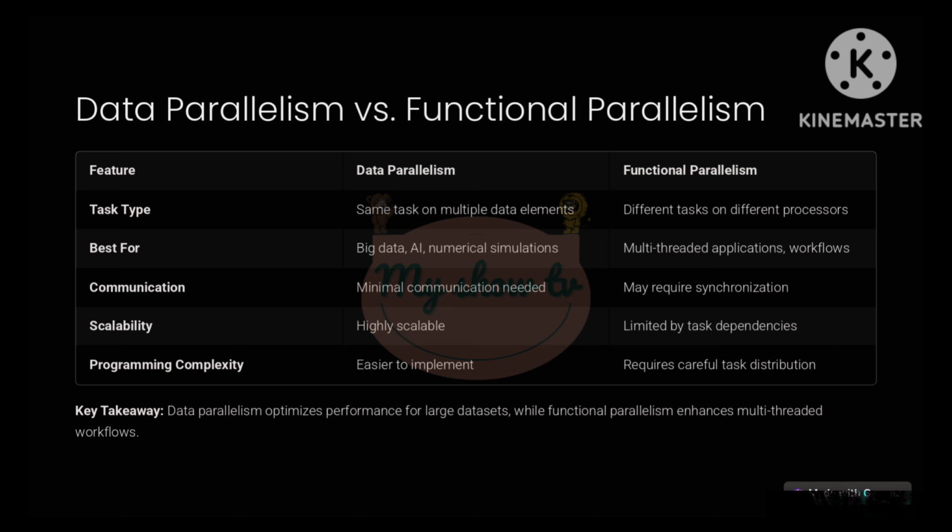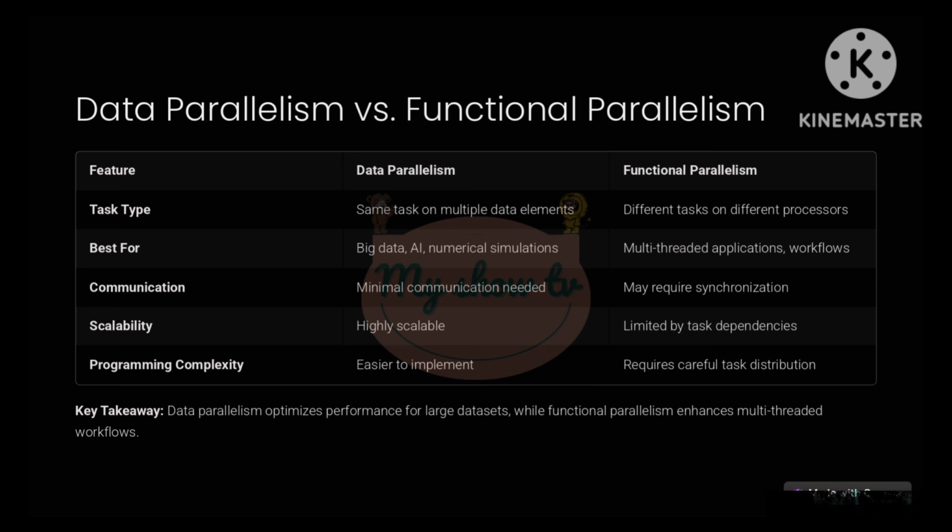5. In data parallelism, there is very little need for communication between processes, because each is working on its own chunk of data. 6. Functional parallelism may require more communication and coordination, especially if one task depends on the result of another. 7. Data parallelism is generally easier to program since all processors do the same thing, while functional parallelism can be more complex because each processor might do a different task.